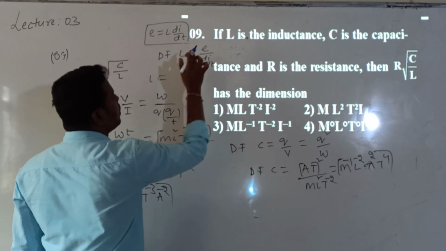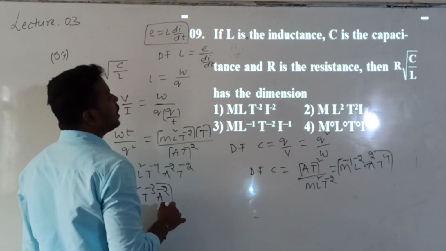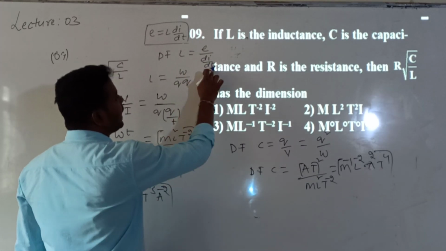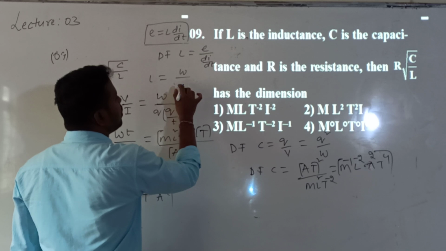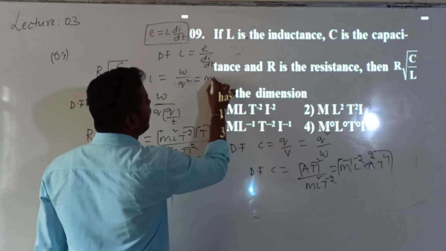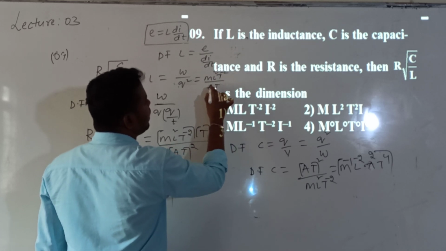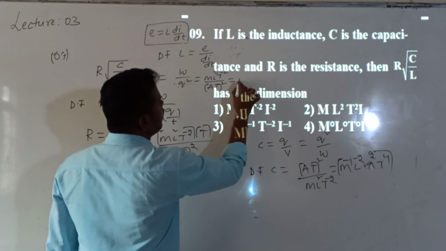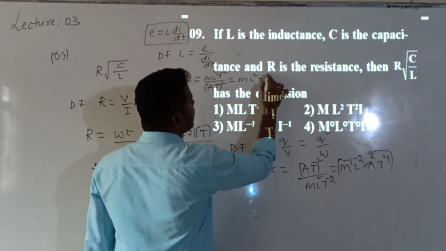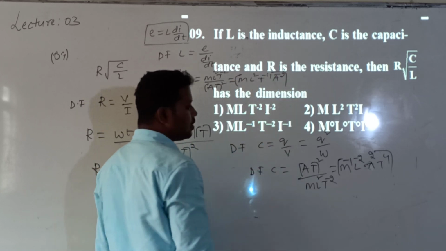So E is nothing but potential, which is work done by charge, W by Q. I can be written as Q into T. So T cancels, and we get W by Q square. The dimensional formula is M L square T power minus 2 by (A T) whole square, which is equal to M L square T power minus 4 A power minus 2. That is the dimensional formula.